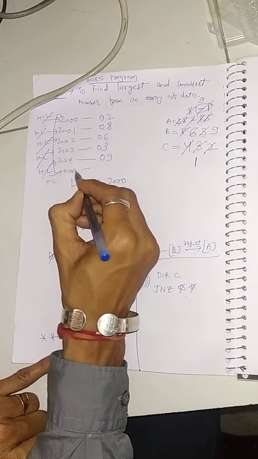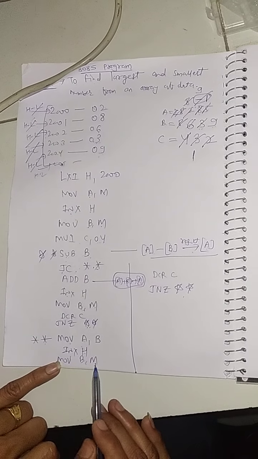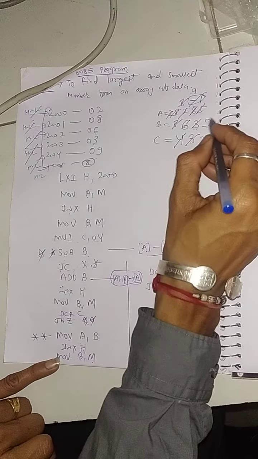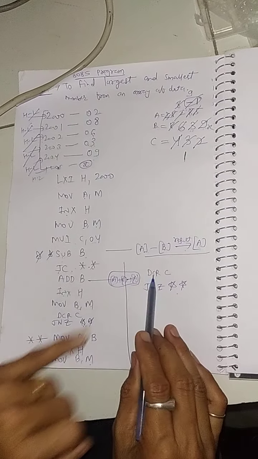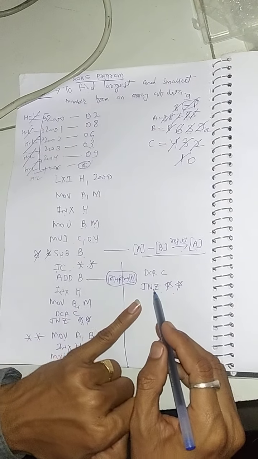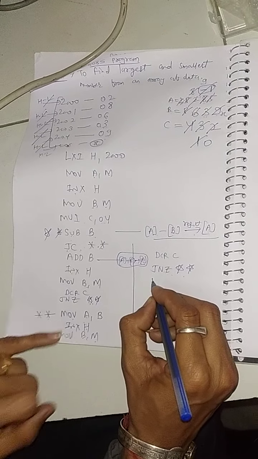2005 it may be. What is the value? It may be garbage because we didn't choose it. MOV B, M. The garbage value, let's suppose X, will be stored by B. Then DCR C. C is decremented by 1, so it will be 0. Jump if not 0. But because it is 0, it will not go to that memory location. Now the result is in A.